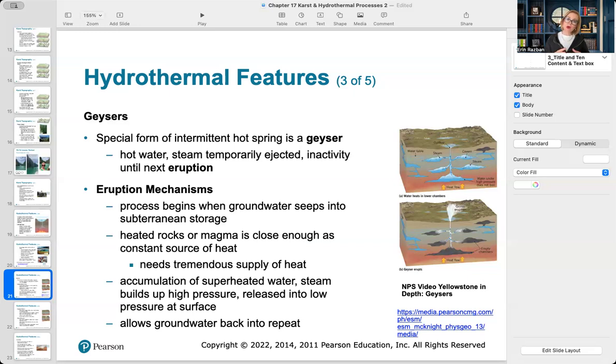Eventually, as water continues to heat, steam bubbles form. These bubbles rise and expand, pushing some of the water out of the geyser's vent. This reduces the pressure on the water below, causing it to flash to steam and trigger the characteristic eruption that we see at the surface.